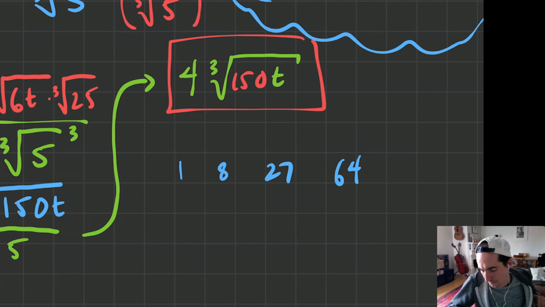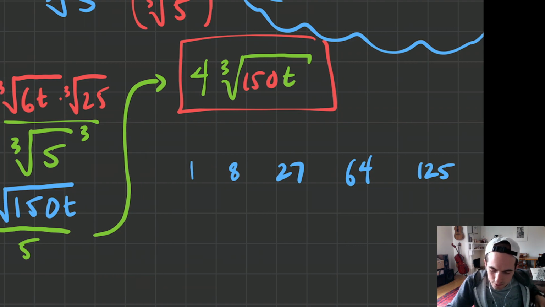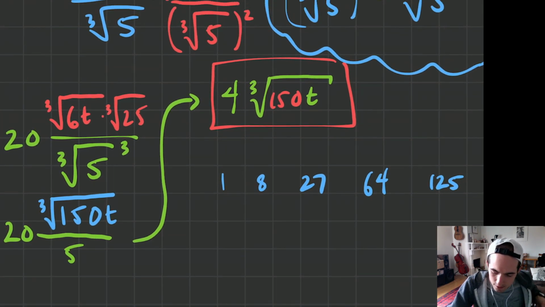And the next one is 125, right? 5 cubed, it's 125. Although it kind of looks like 150, it's not. Kind of a similar number, similar factors, but it is not a direct factor of 150. And then the one after that, 6 cubed, I forget what that is, 216. 216 is too big, right? So yeah, this is the final form.